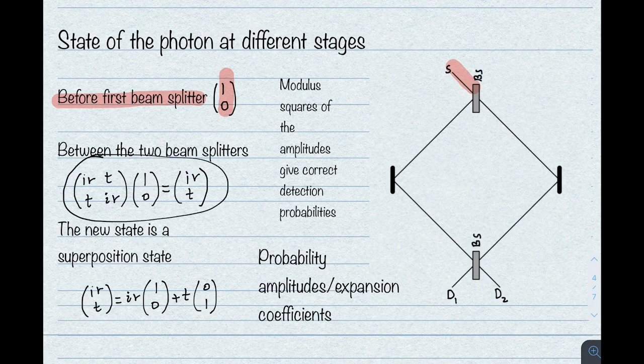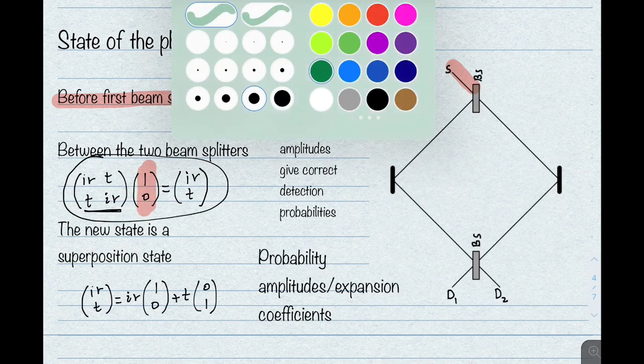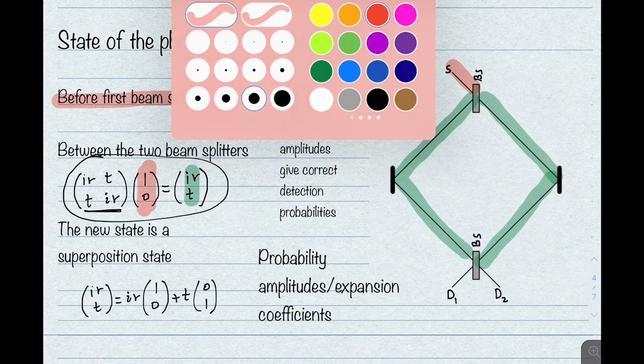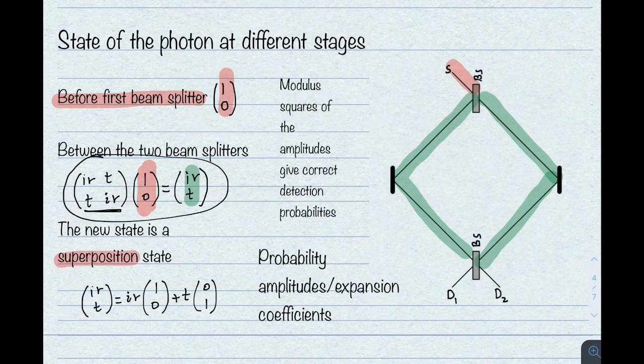This is a matrix multiplication. We have the matrix for the beam splitter, the state of the photon before the action of the beam splitter, and the state of the photon after the action of the beam splitter. This new state corresponds to the time interval when the photon is inside the interferometer, that is between these two beam splitters. This state is what we call a superposition state. It can be written as the linear combination of the vectors we have associated with the two paths.